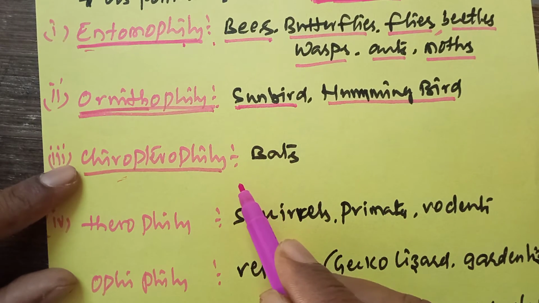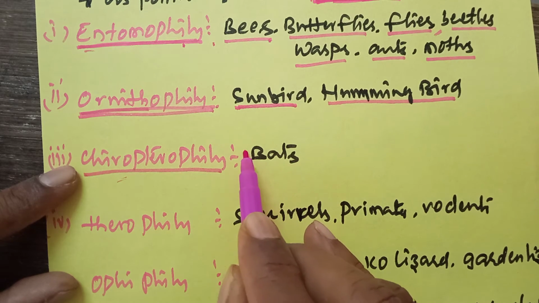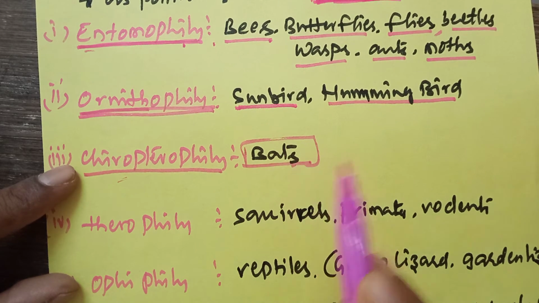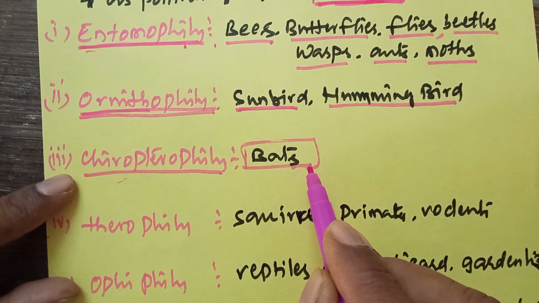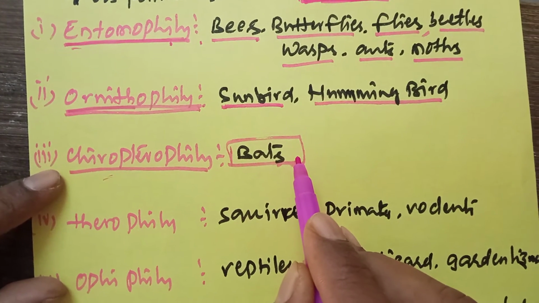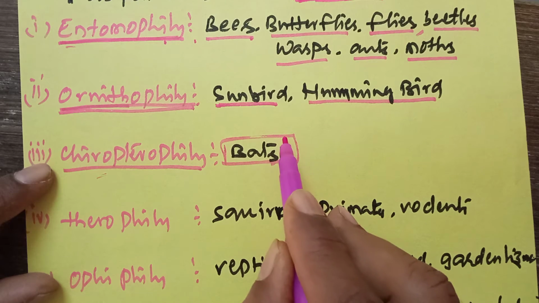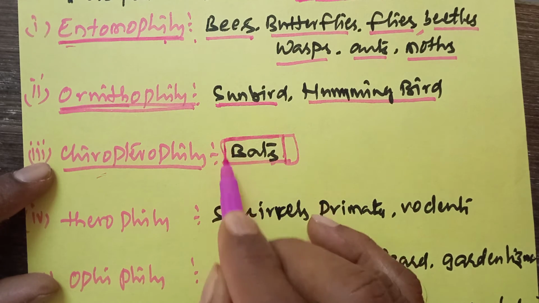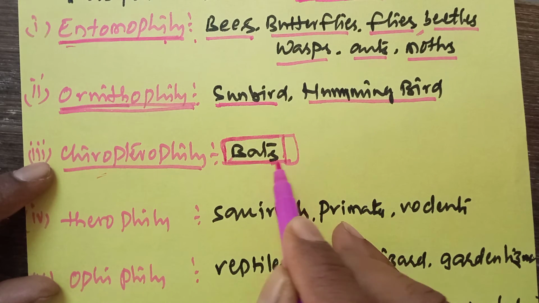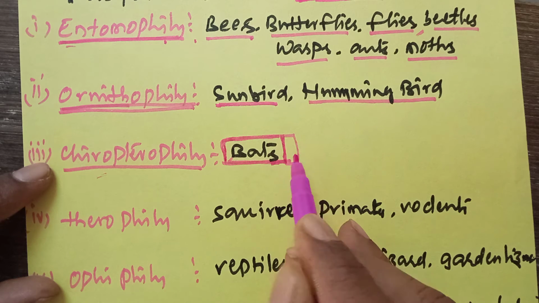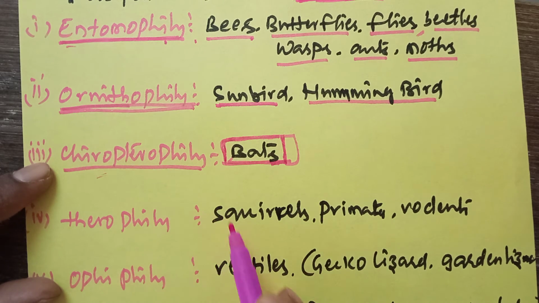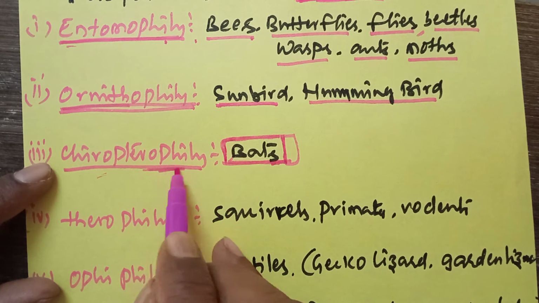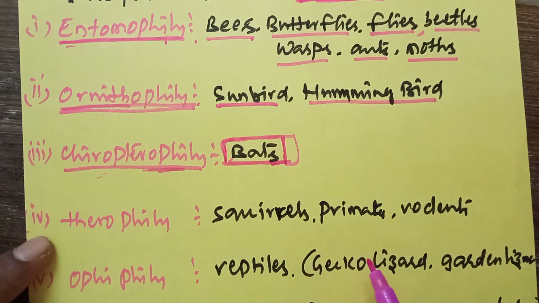chiropterophily. Chiropterophily means bats are involved in transportation of pollen grains from anther to the stigma. Bats are not birds, they belong to mammals. So bats are involved in carrying pollen grains from the anther to the stigma. This type of pollination is called chiropterophily.